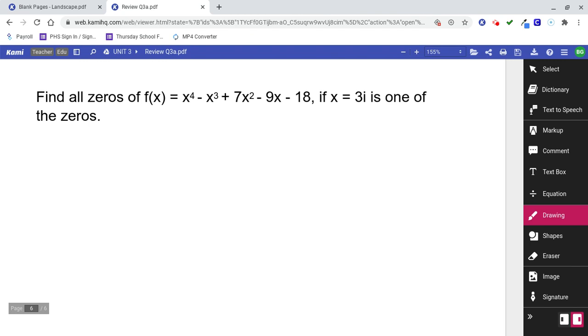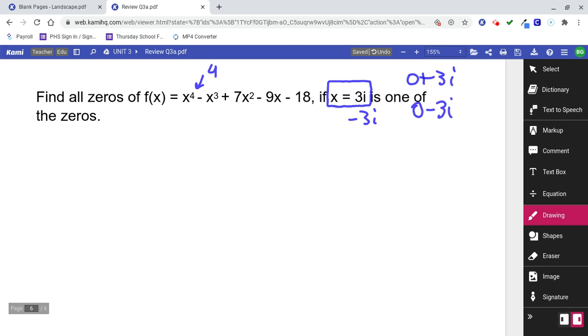Find all zeros of this function if x equals 3i is one of the zeros. So this is actually kind of nice that they gave me one of the zeros. First of all, I know one of the zeros, but second of all, I've got the conjugate zeros theorem that says that if 0 plus 3i is a solution, then so is 0 minus 3i. So I've actually got two of my zeros right now. You would expect there to be 4, and I've got 2 of them.